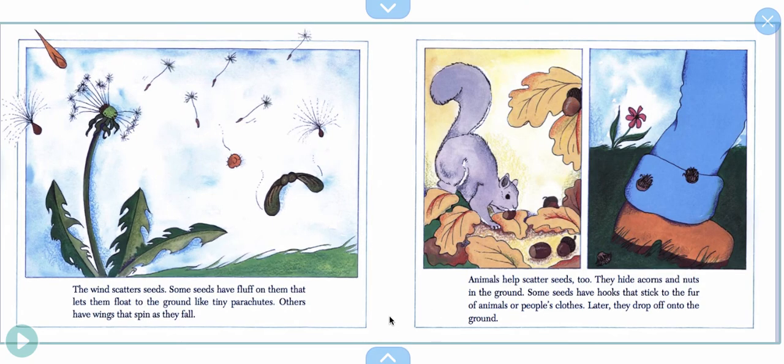The wind scatters seeds. Some seeds have fluff on them that lets them float to the ground like tiny parachutes. Others have wings that spin as they fall. Animals help scatter seeds too. They hide acorns and nuts in the ground. Some seeds have hooks that stick into the fur of animals or people's clothes. Later, they drop off onto the ground.